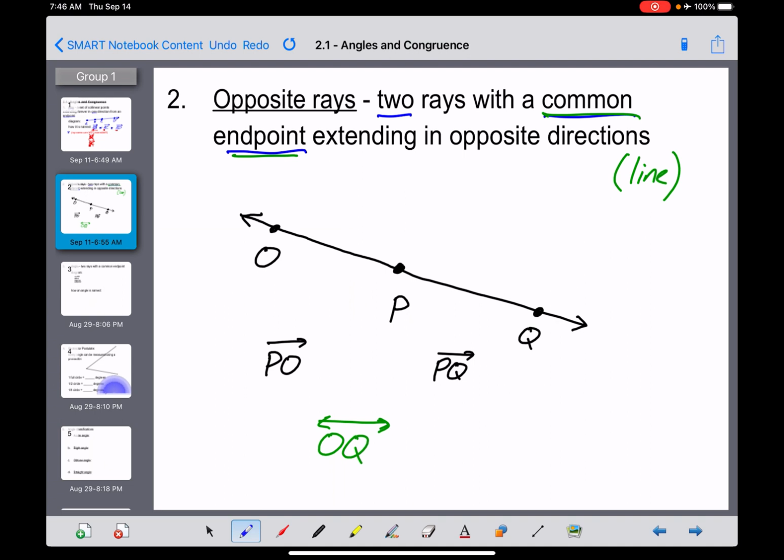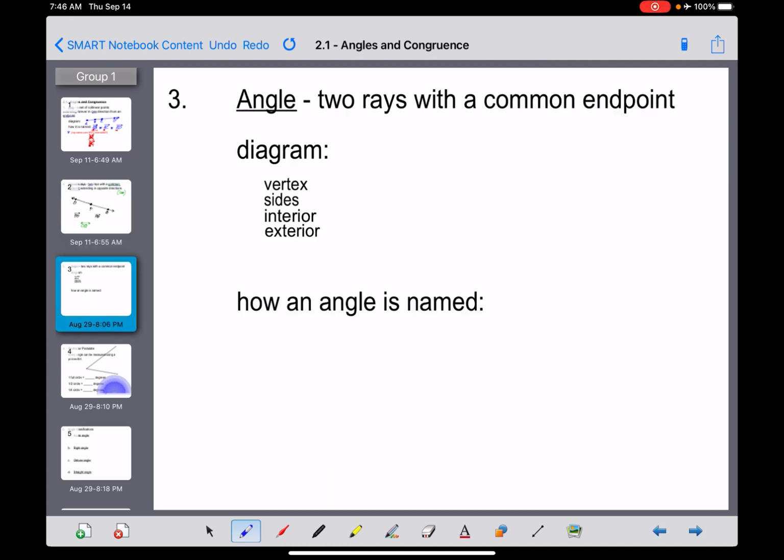Okay, now that we've talked about what a ray is, now we're getting into the real heart of section 2.1. What is an angle? Something we're going to talk about a lot during the course of the year here in geometry. And our formal definition is pretty simple. An angle is formed when you have two rays with a common endpoint.